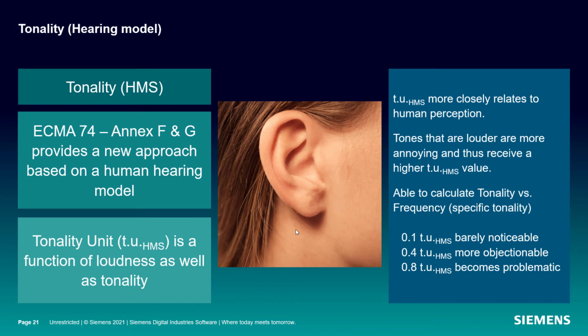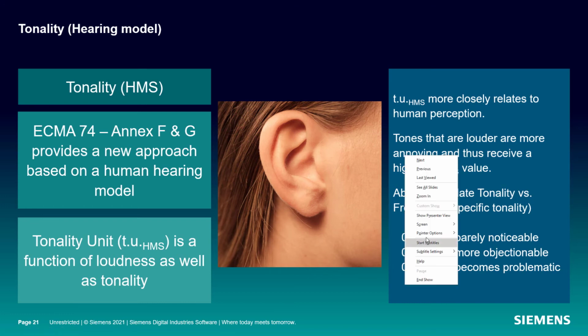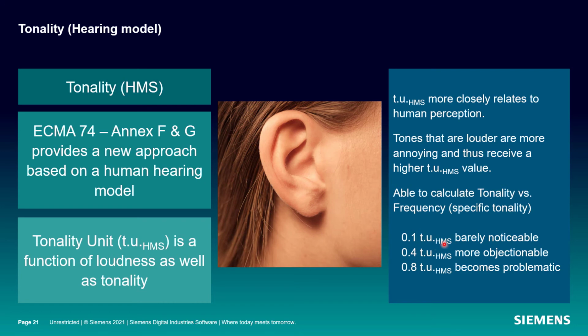Okay. Now, there have been some extensions in the tonality world. Most recently, there has been this psychoacoustic tonality, which is based on a hearing model. Okay, and so you'll see it abbreviated tonality HMS. This is laid out again in that ECMA 74 standard, but it has 2 annexes, F and G. F lays out this analytical hearing model, and then G is specifically about calculating new levels or units of tonality. And we see this new unit is given as TU with the subscript HMS, telling us it's based on the hearing model.